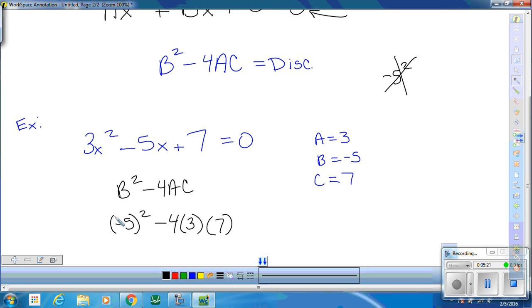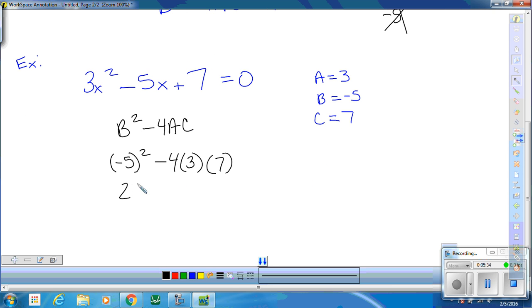I just get in the habit of always putting B, A, and C in parentheses, regardless of whether they're positive or negative, and that way I'm in the habit of always doing it that way, and I don't have to worry about making a mistake. So when I plug this in and I figure out that this is 25 minus 84, I end up with -59.